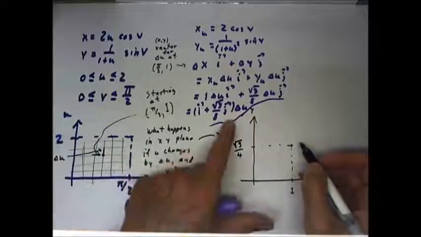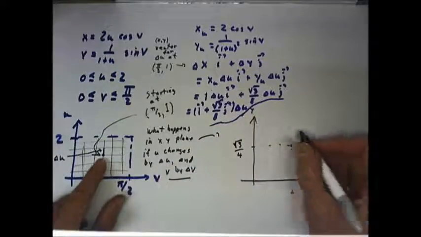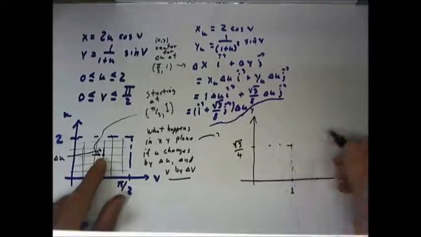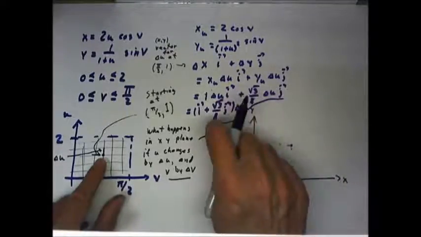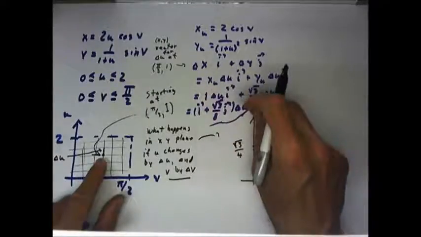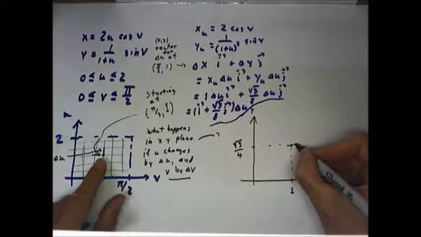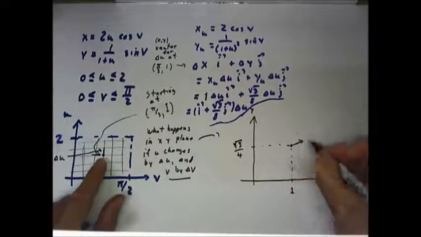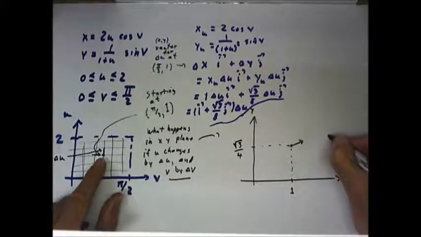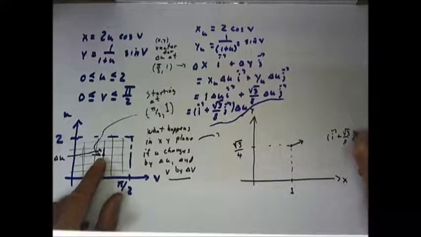So if delta u is this long, it's going to be just a little longer over here, and it's going to be in the direction of i plus 0.2j: 1 unit of delta u in the x direction and 0.2 units of delta u in the y direction, and that's going to give us a vector that looks something like this. So this vector is i plus square root of 3 over 8 j, times delta u.